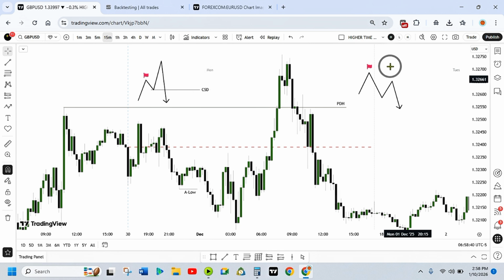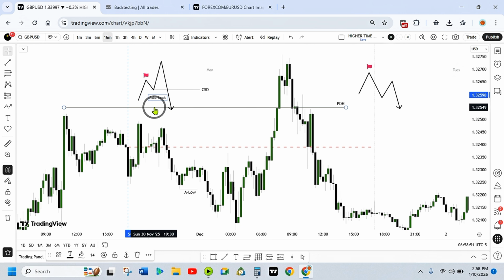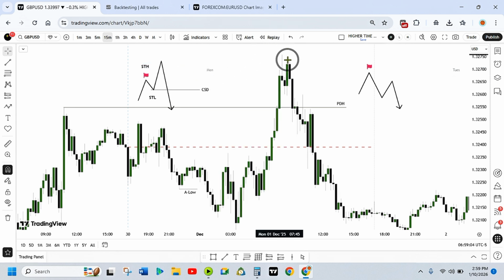Now look at this short-term high. Focus on the left-hand side first. On the left-hand side, we saw that after creating the short-term low, let me mark it, short-term low, price went higher for that short-term high, presented by a red flag, short-term high, and then price reversed, broke this low, and gave us the change of state of delivery.